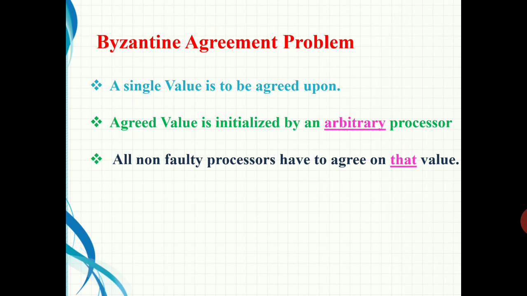So here the initial value is initialized by a single processor, called the source processor. It broadcasts its initial value to all other processors in the system. Then after that, all other non-faulty processors have to agree on the value initialized by the source processor. That is the idea of the Byzantine agreement protocol.